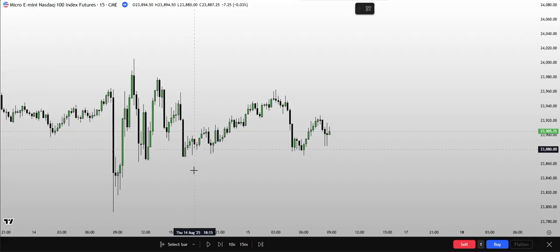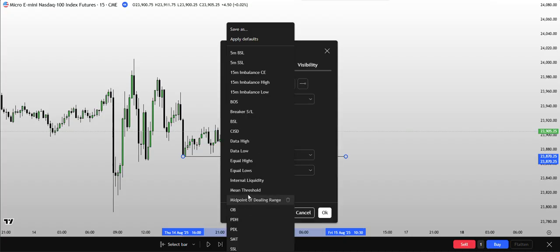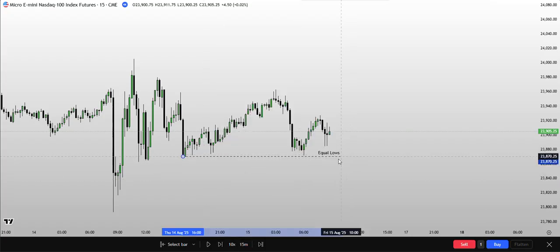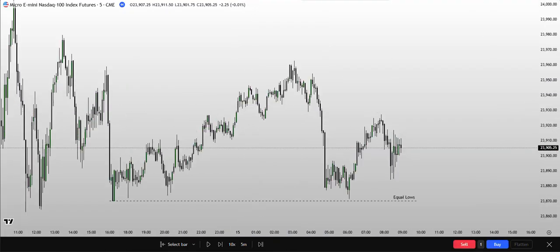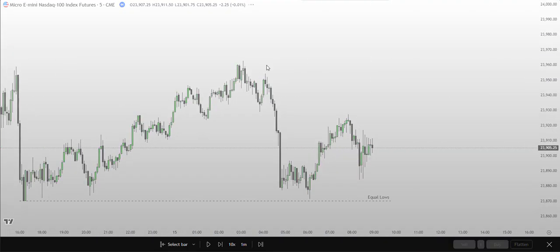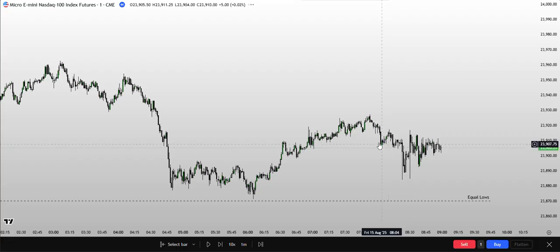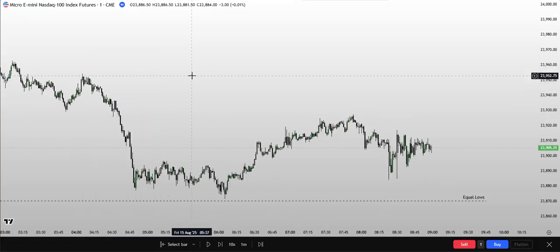Well, that was 871.5. Relative equal lows all here. We'll just mark it as equal lows here. Let me go on the 5 minute, and let me go on the 1 minute. Oh, we're chopping. We do have some highs resting above, so that is a little alarming.